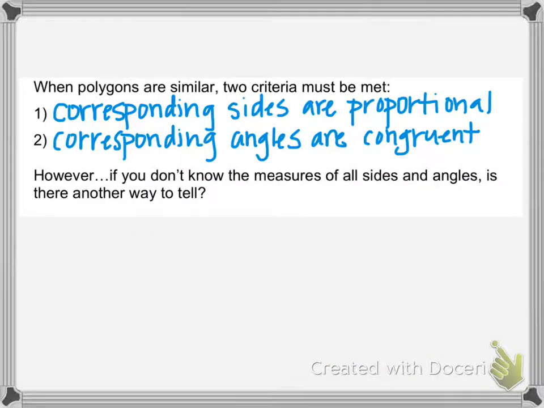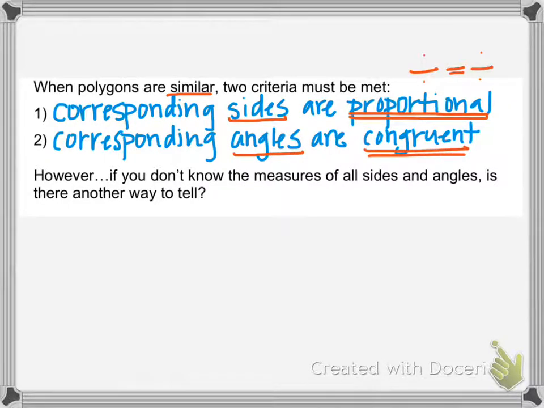So remember last time we talked about similar polygons. Polygons are similar when these 2 criteria are met. 1, the corresponding sides are proportional. Remember what proportional means. I can set up a proportion with equal ratios that are made up of side lengths, okay? And those ratios will be equal. Also, corresponding angles are congruent.